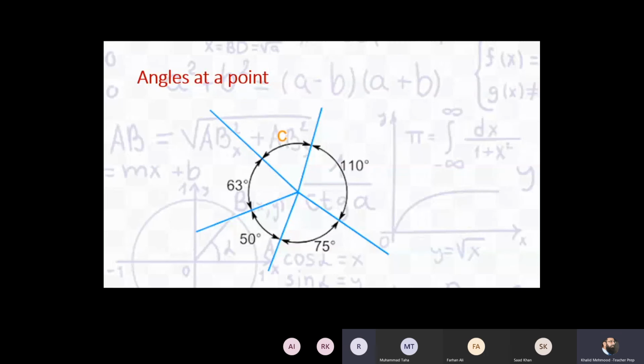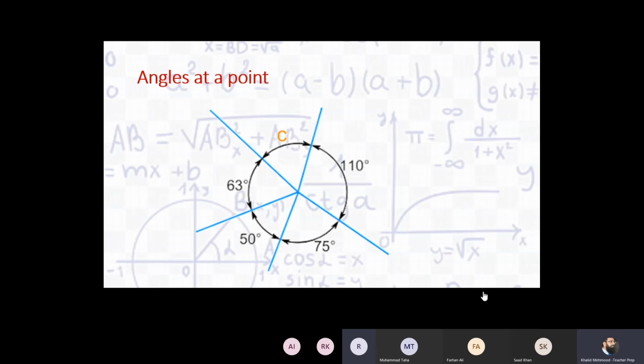We'll write that this one is C, one is 63, one is 50, one is 110, and one is 75. 75, 50, and then 75, this one is 110, sorry, 110. And now let's check how we will solve it.